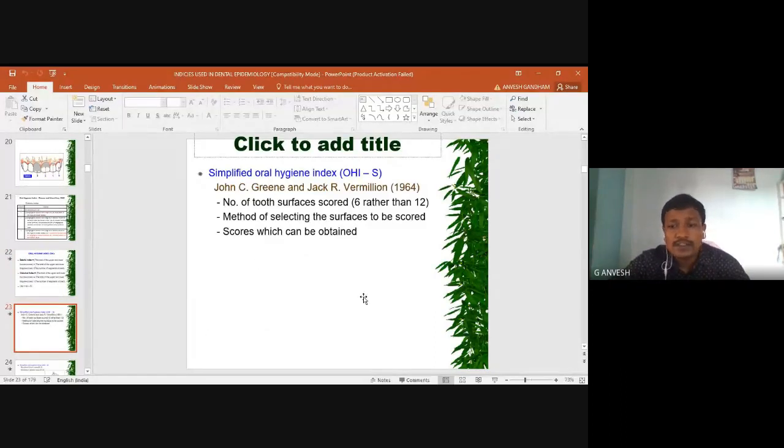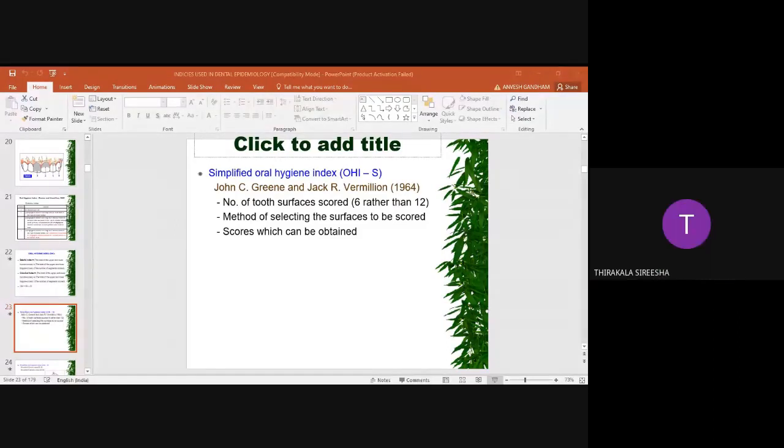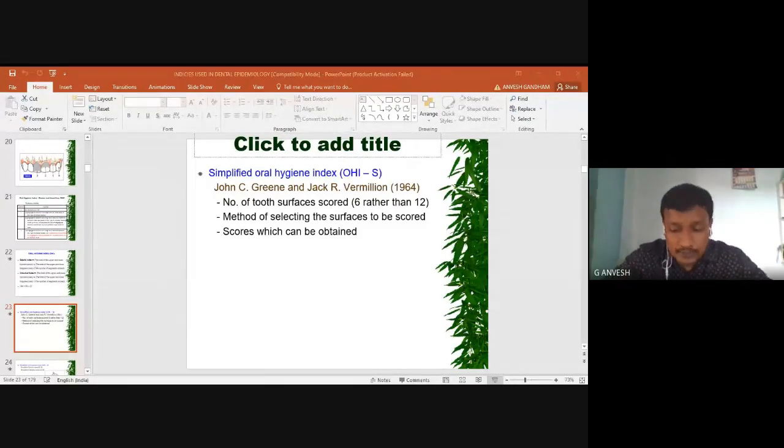So next one is your simplified oral hygiene index. Is it visible? Yes, sir. Right. The same authors have given this index, okay, in the year 1964. The main reason for introducing this index is that they rectified the drawbacks in OHI and modified it into OHI-S, the oral hygiene index simplified. So after 4 years, the same authors have given the simplified version of this oral hygiene index.